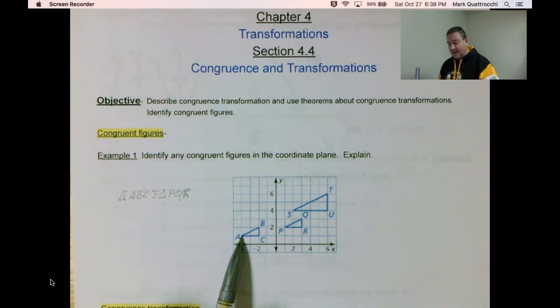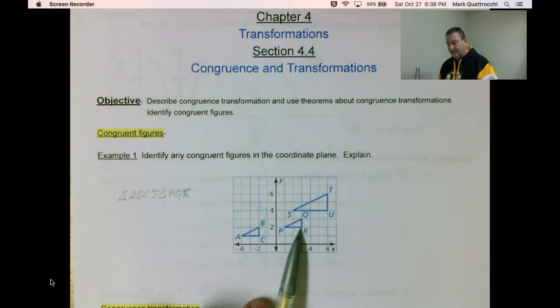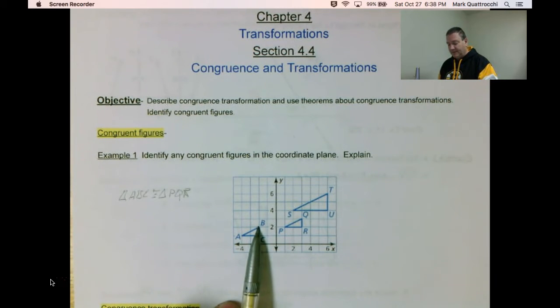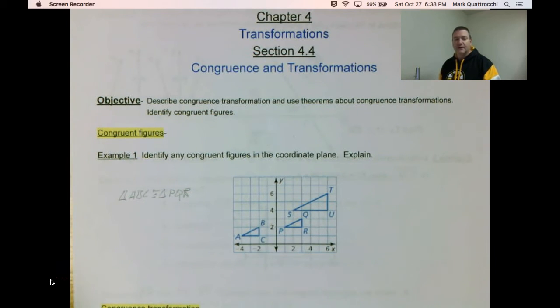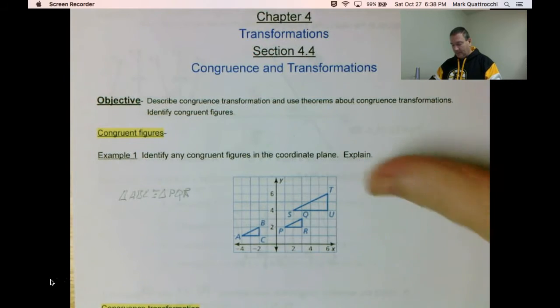So A can be mapped to P by a translation of 1, 2, 3, 4, 5 to the right and 1 up. Now if I move A 5 to the right and 1 up, I have to move C 5 to the right and 1 up. 1, 2, 3, 4, 5 and 1 up. C lands on R. B needs to move 5 to the right, 1 up. 1, 2, 3, 4, 5 and 1 up. B lands on Q. They map to each other. They are congruent.